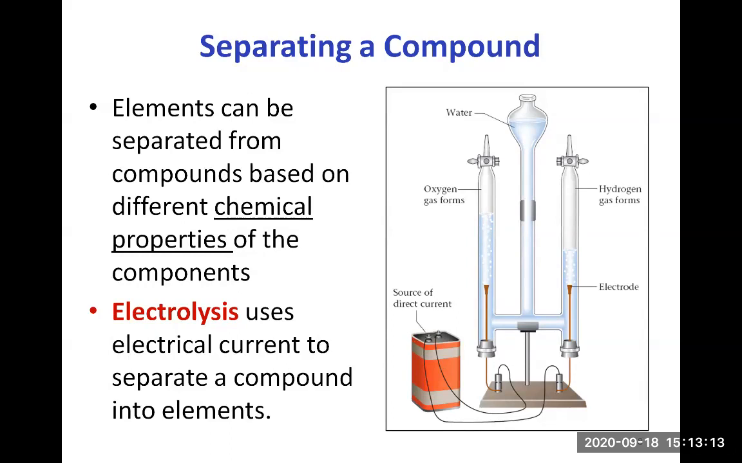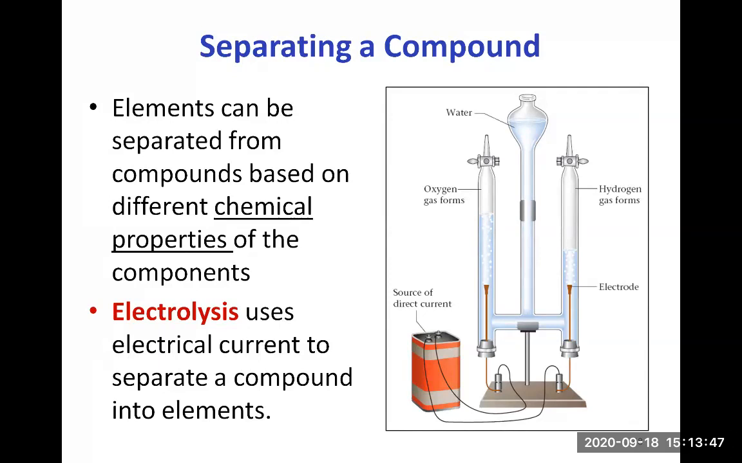So in the glass E-shaped container here, we have water. And we have a source of direct current, or a battery. And then one of the electrodes is put in one side of the container that contains water, and the other on the other side, so that we can recover the two elements, oxygen and hydrogen, separately.